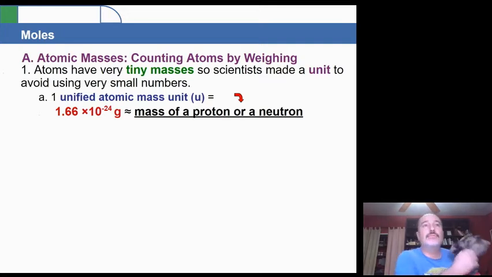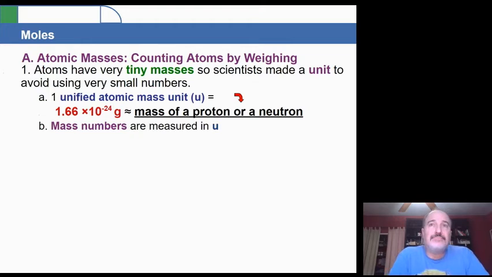This is Murray. So 1.66 times 10 to the negative 24th grams. Now, just so you know, that is the mass of a single proton or neutron. So if you're trying to figure out the mass of an individual atom and it has, let's say, 6 protons and 8 neutrons, you just add them up. 6 plus 8 is 14, and you would say that individual atom has a mass of 14 U's, or Unified Atomic Mass Units. This is what the mass numbers are. So when you have carbon 14, the C14, that's what it's talking about.